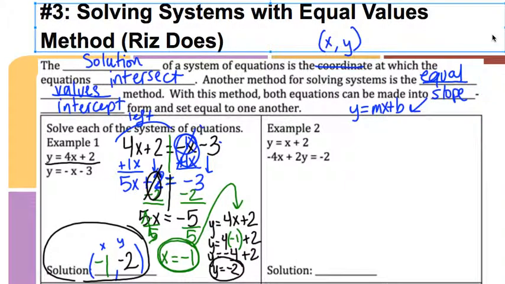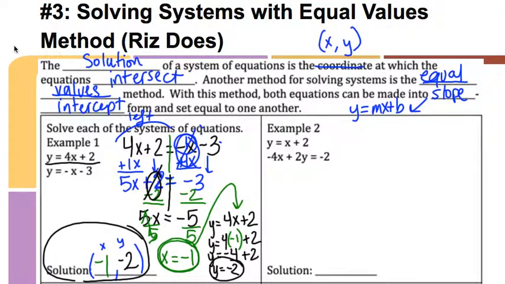Example 2 has a little bit of an issue. I can look at the first one and it's in y equals mx plus b form. But the second one is not in y equals mx plus b form. So just like we did at the beginning of the semester, we have to solve the second equation so that it's y equals something. So -4x plus 2y equals -2.